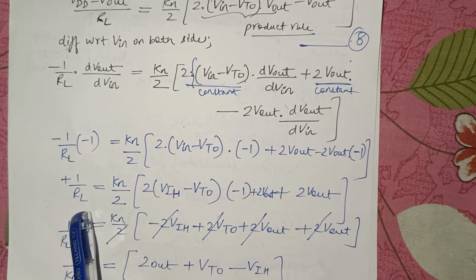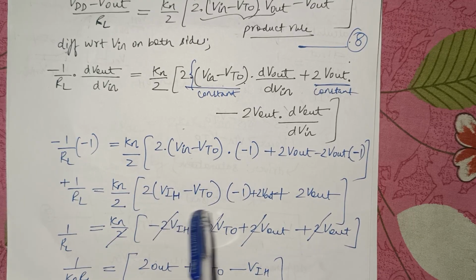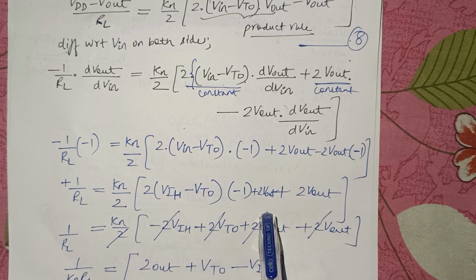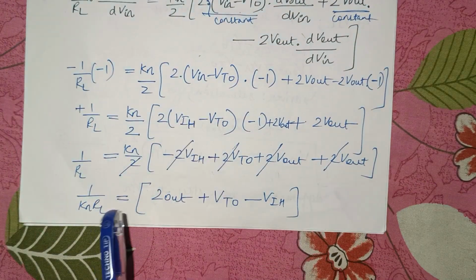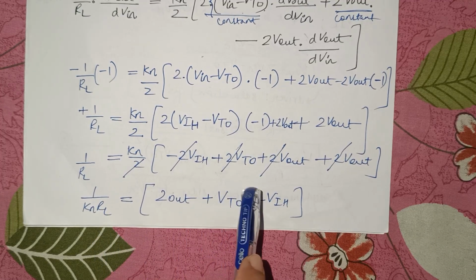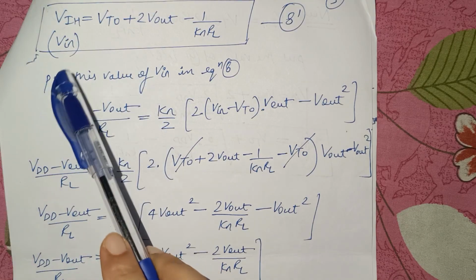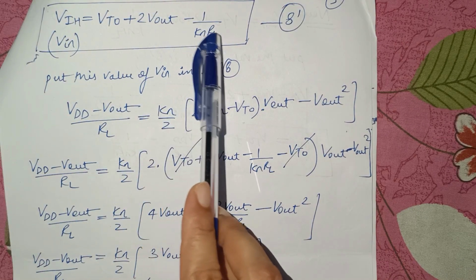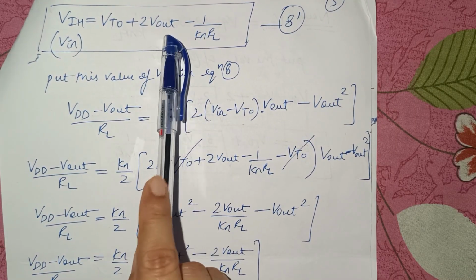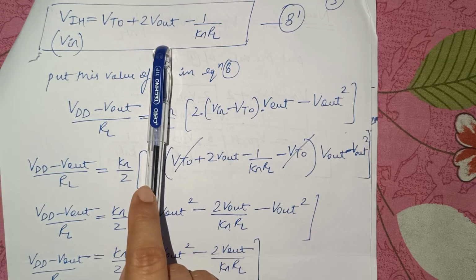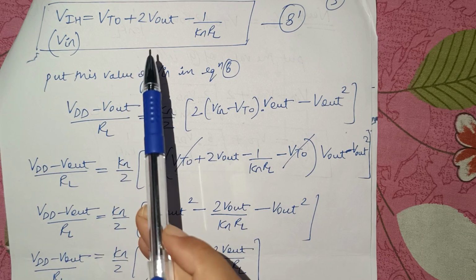It will be plus 1 by RL equal to Kn by 2 times 2, in the place of VIN we put VIH, and there is minus 1 plus 2 V out, and here it is also plus 2 V out. So what you get is 1 by Kn RL is equal to 2 V out plus VTO minus VIH. So the equation of VIH is equal to VTO plus 2 V out minus 1 by KNRL. But this V out is one of the unknown parameters, and we simply want something in terms of MOSFET parameters. So what can we do? We can do one thing.